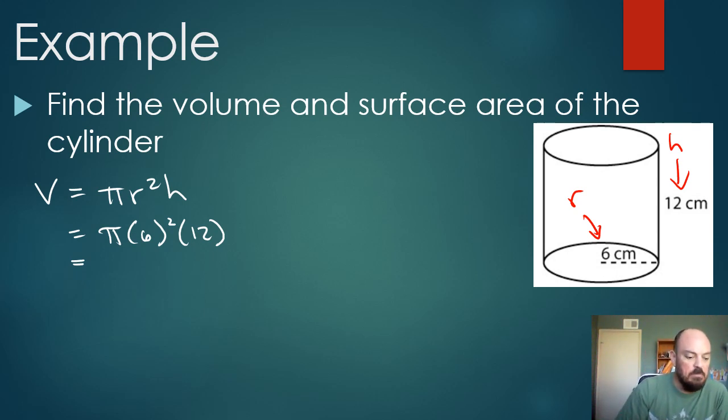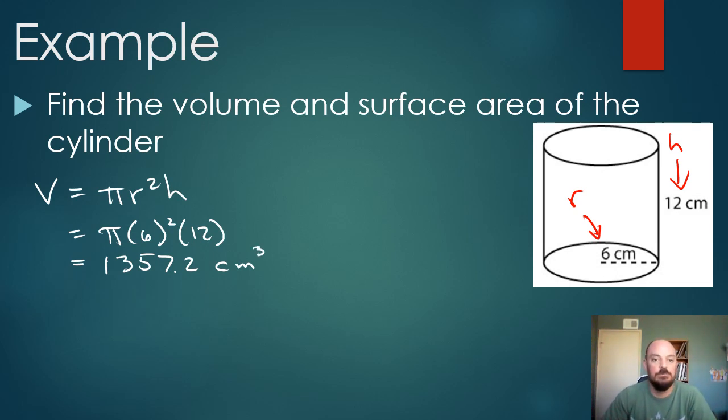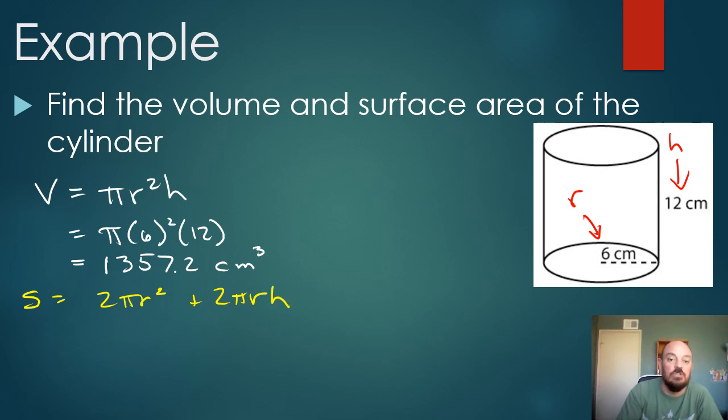Okay, I'll round it off, I got about 1,357.2. Now for units, remember this is volume, so I look back at the question, we're measuring in centimeters, but it's not centimeters, it's volume, so it's cubic centimeters. All right, now let's do surface area. Surface area is 2 pi r squared plus 2 pi r h. Sorry, I said h on the first one. And let's plug those same numbers in.